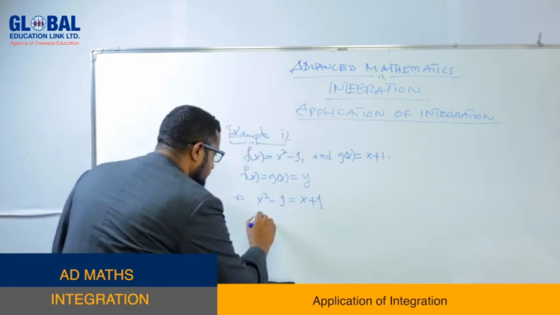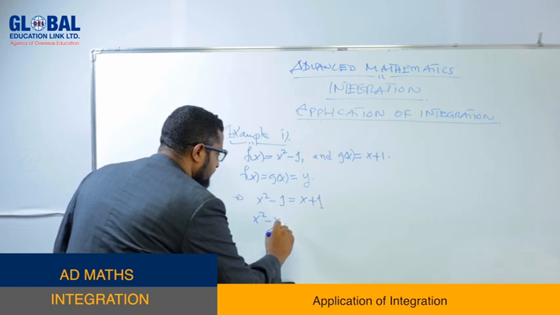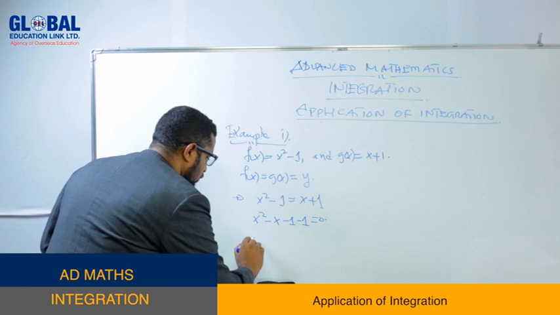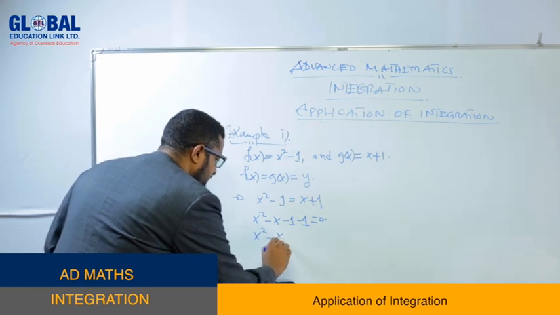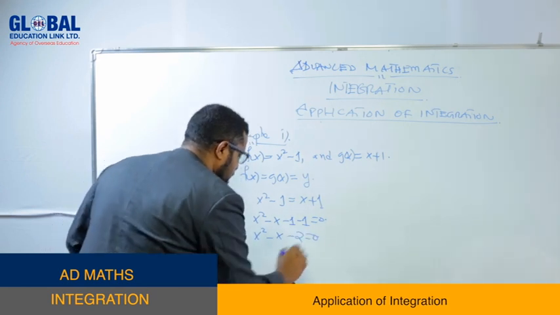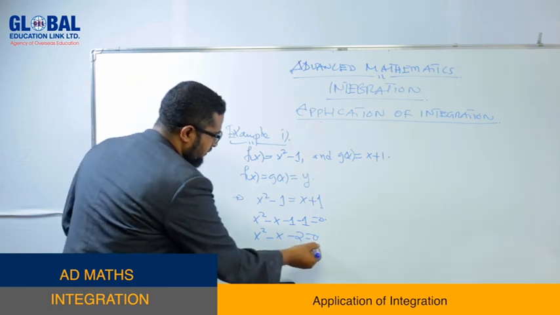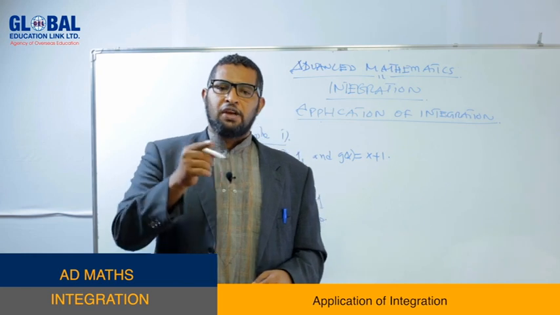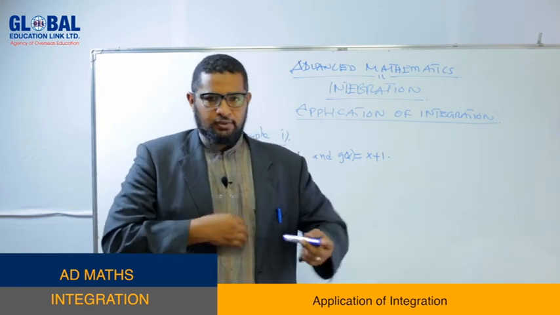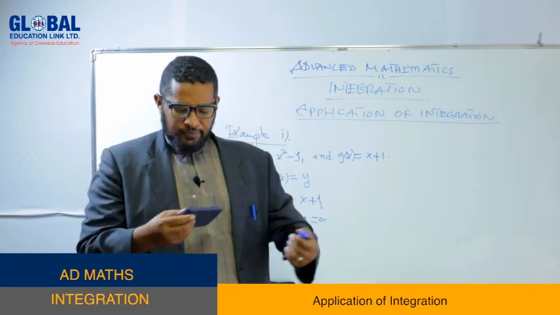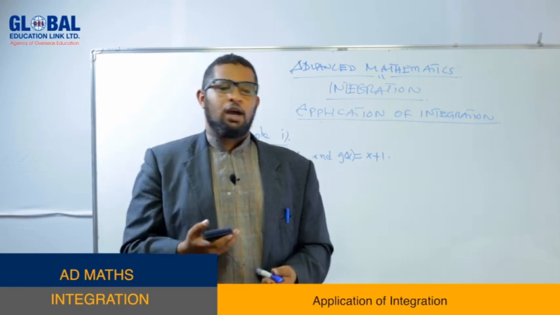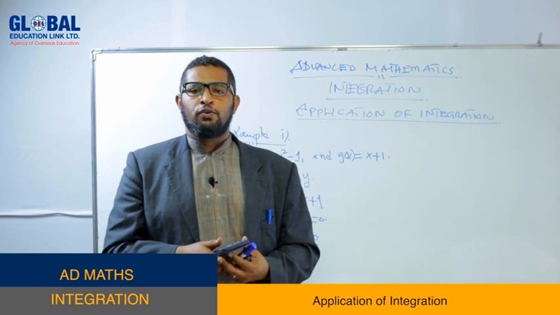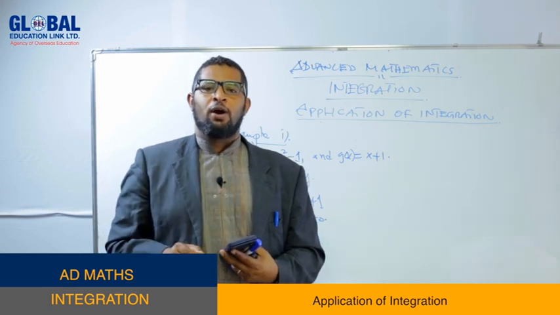So if you rewrite it, it will be x squared minus x minus 2 is equal to 0. Now this one is a quadratic equation. Take out your calculator, find the value of x. Now I'm taking out my calculator. We are going to solve x squared minus x minus 2 equal to 0. So as we know the value of x, which will be our limit.